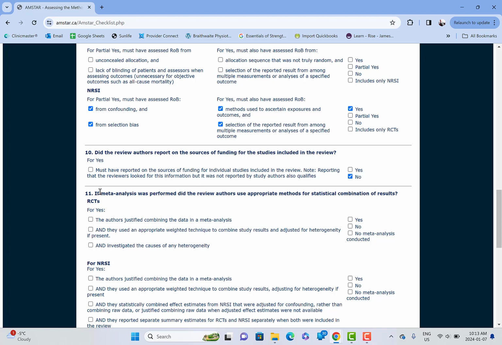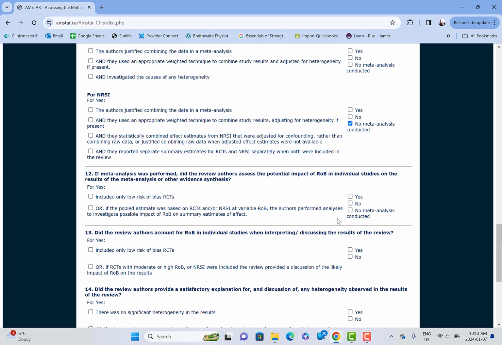Questions 11 and 12 on the AMSTAR, easy for us in our review of Klein and Patterson. They do not apply. These are questions that ask about the conduct of meta-analyses, and this review did not include a meta-analysis, so these questions do not apply. So we answer not applicable. Question 13 of the AMSTAR tool is another interesting one.